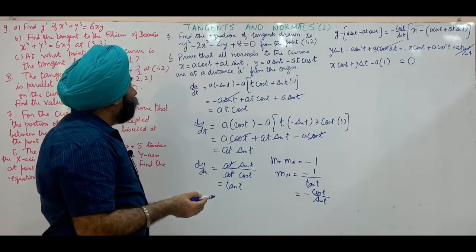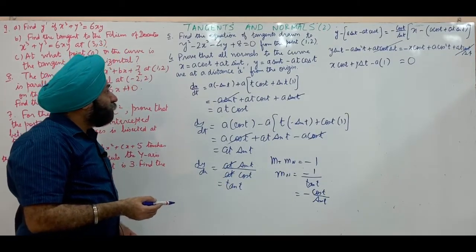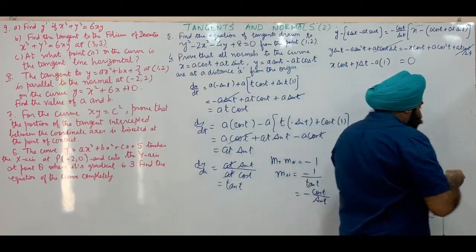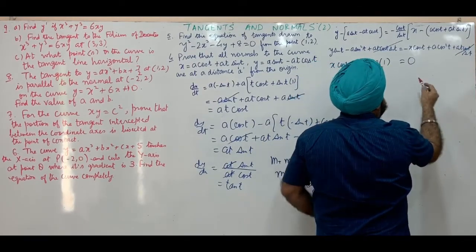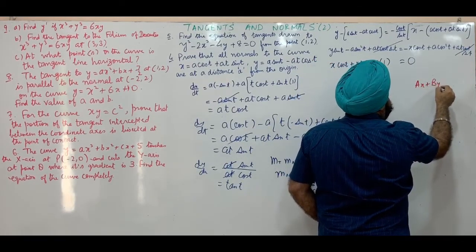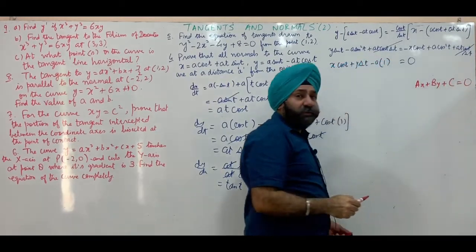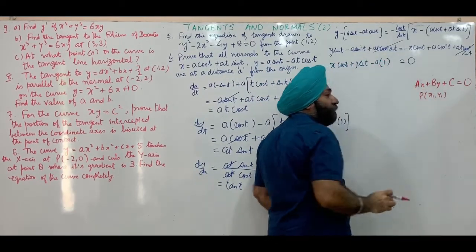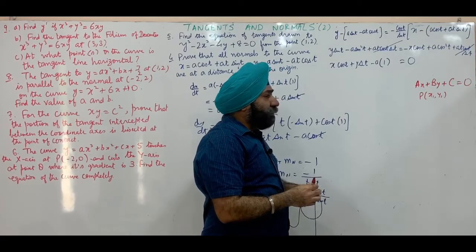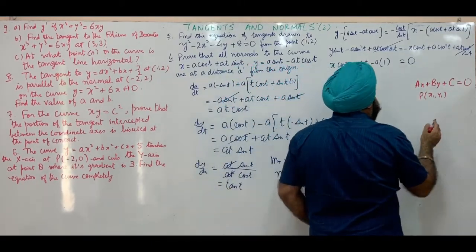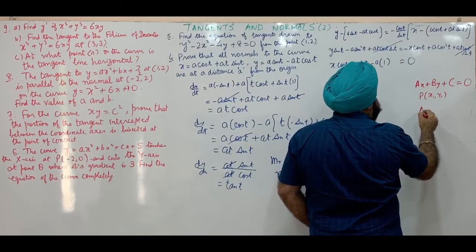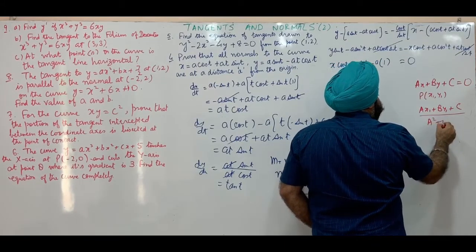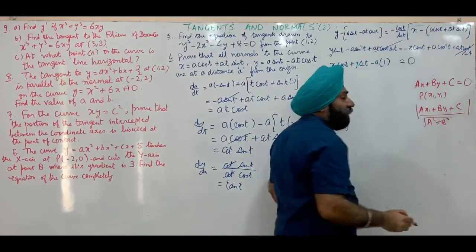We have to prove that all normals, they are at a constant distance a from origin. So in coordinate geometry we have learned that if we have equation of line as ax plus by plus c equal to 0, and we have to find out distance of point P x1 y1 from this line, then we have perpendicular distance formula or shortest distance formula, which is that distance is a into x1 plus b into y1 plus c upon root of a square plus b square and mod outside.